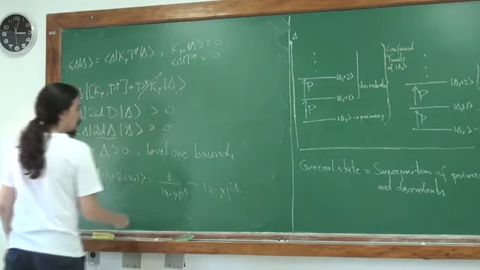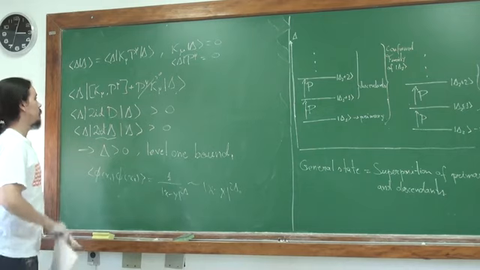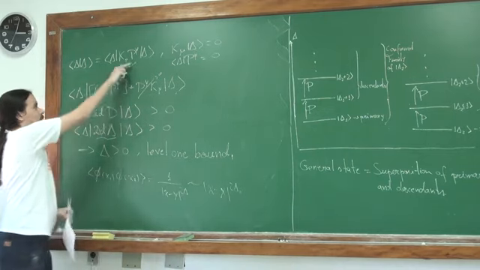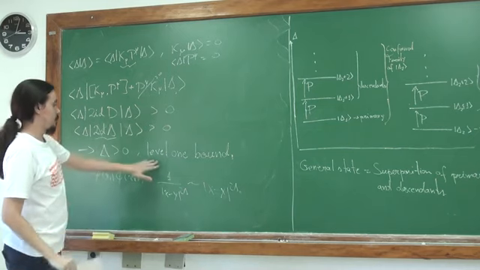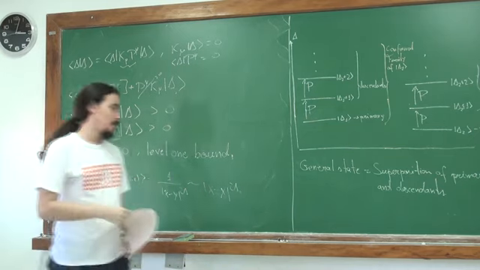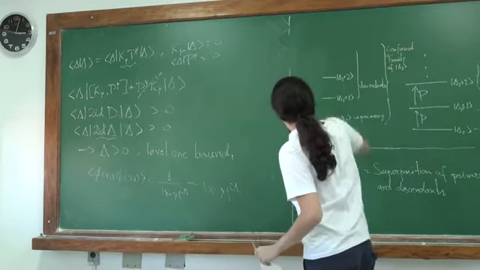Okay. So what was this level 1 that I called? It just refers to the fact that I played this game of raising and lowering the operator only once. Okay, so this is level 1. What is a level 2 bound? I already know what it is.